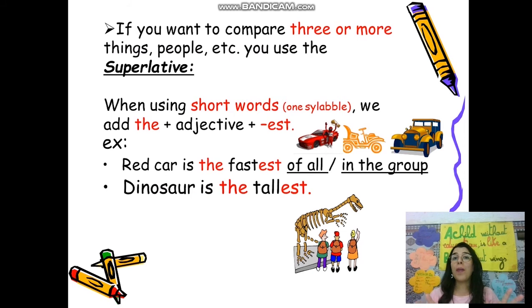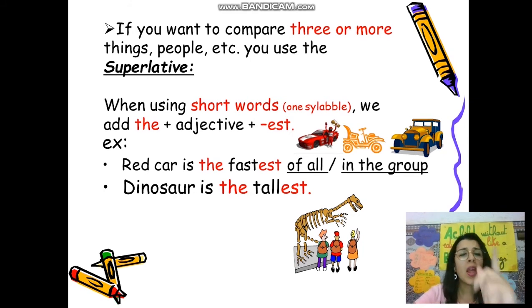If you want to compare three or more things, people, etc., you use the superlative. If you still remember, we said with the comparative, we compare two things, two people, two objects. And when we use the superlative, we need to have three or more. For example, Yahya is the best student in the class. Here I am comparing Yahya among more than three students in my class.